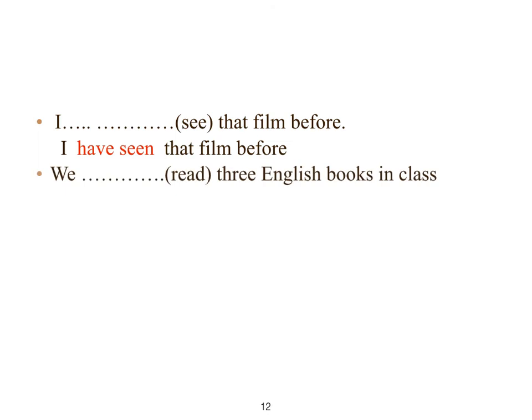This is the next sentence. Make the present perfect of the verb read. Pause the video and write the sentence down. We have read 3 English books in class. Present perfect formed using auxiliary have and the past participle. Read, read, read. The third form. The third column of the irregular verbs. One more example for you.